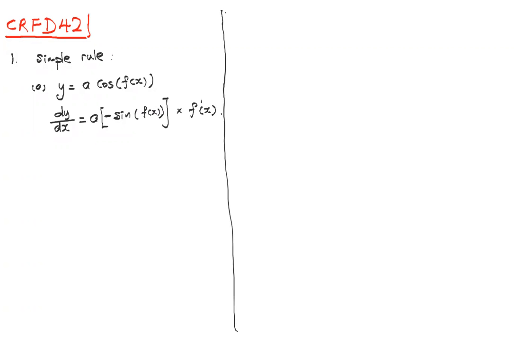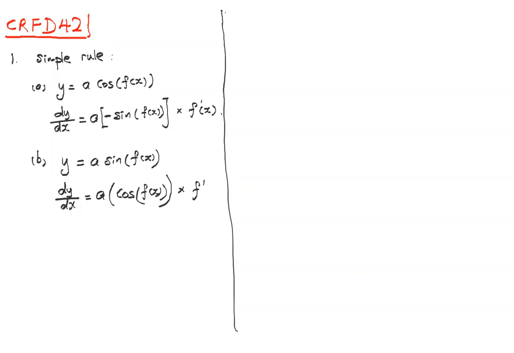Okay. B, if you are given a sin term, the angle can be anything. f(x) is the angle, okay? So dy dx will be cos f(x) times by f prime x.